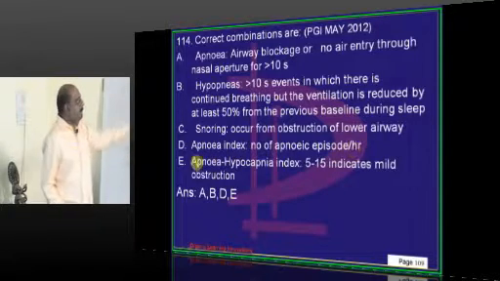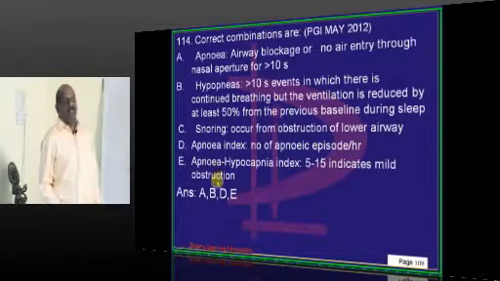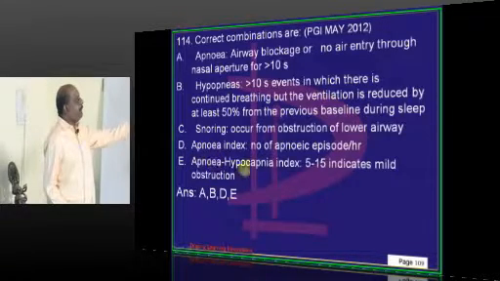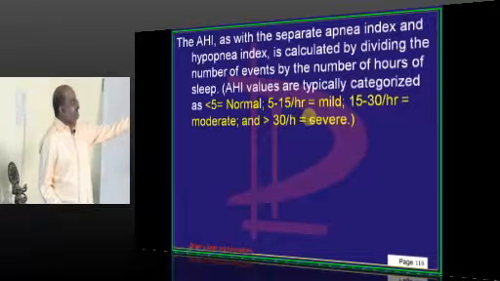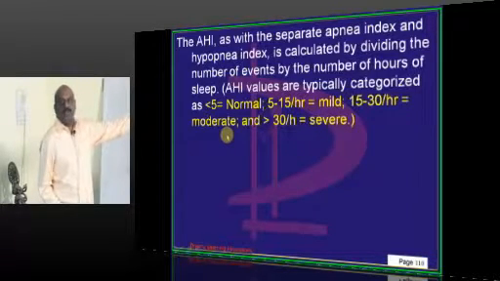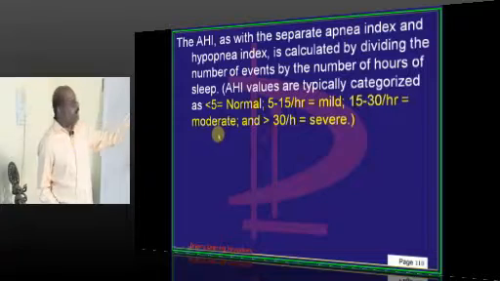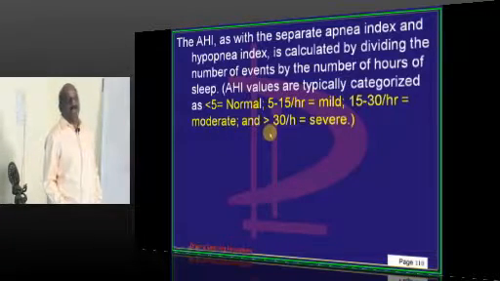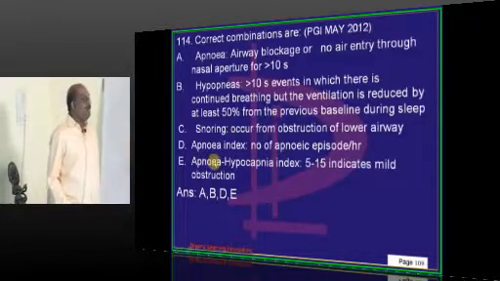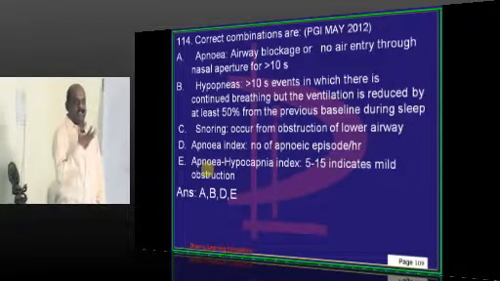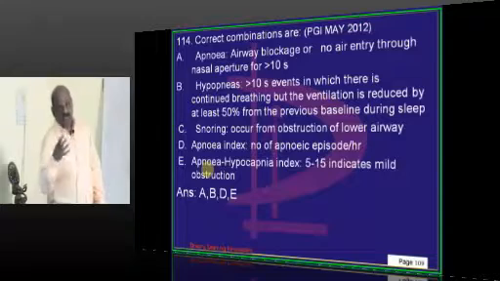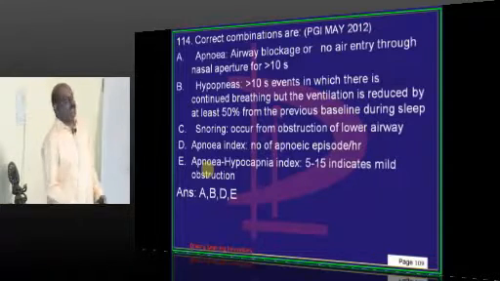The number of episodes per hour is the apnea index, and an apnea hypopnea index of 5 to 15 means mild. Whenever 15 to 30 episodes per hour are happening, it is moderate, and more than 30 becomes severe, is what you need to remember. And snoring is a feature where upper respiratory tract obstruction leads to stridor, snoring, etc.